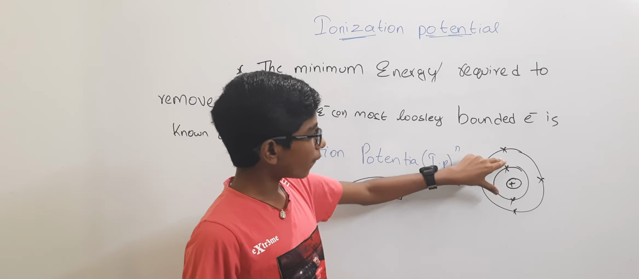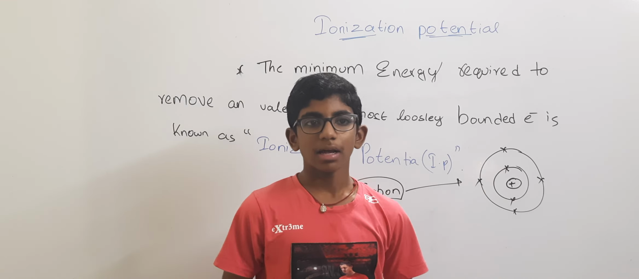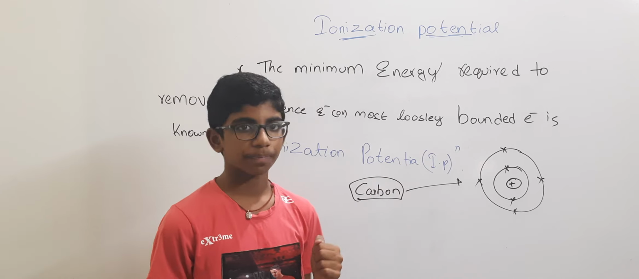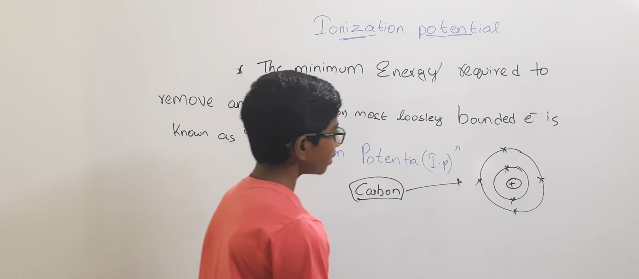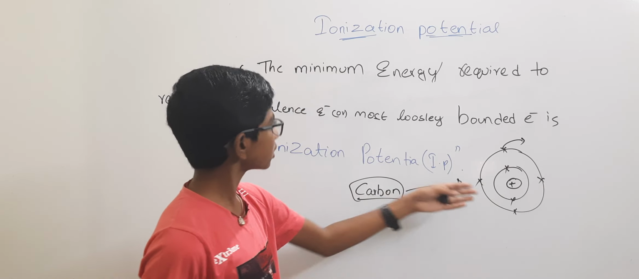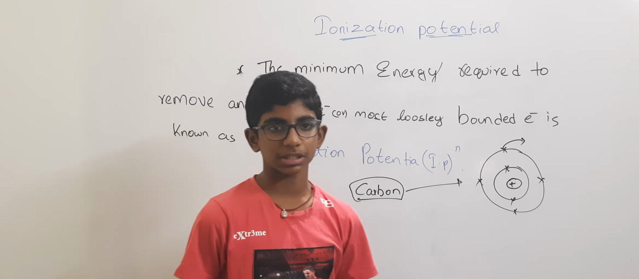Now, 4 electrons are in the valence shell. These 4 electrons are the most loosely bound electrons in this atom. So the minimum energy required to remove these electrons is known as the ionization potential energy.